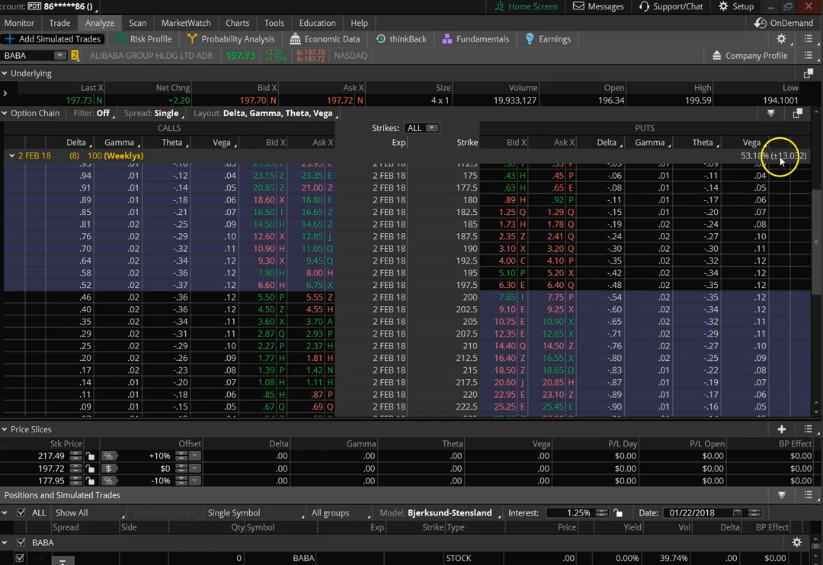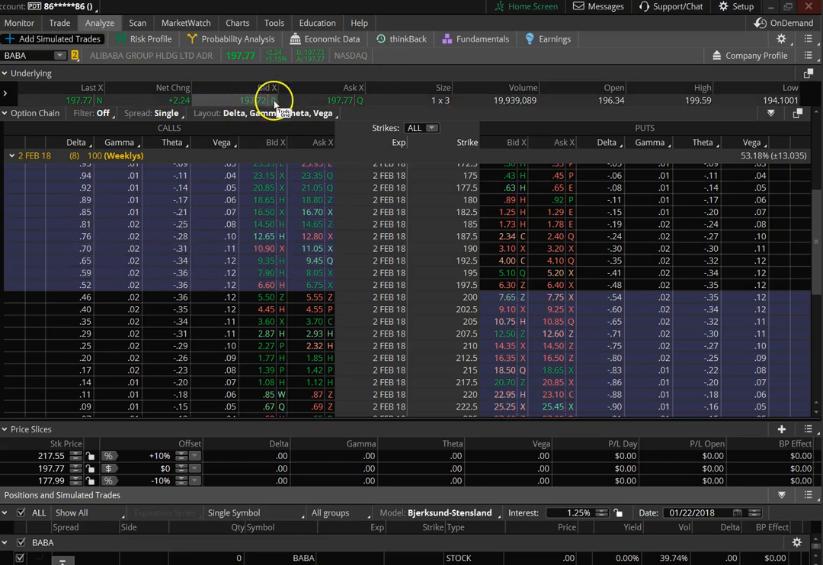Thinkorswim gives us this number, but what if we don't have Thinkorswim? What do we do? Does that mean we're screwed and we don't have this because I have a platform that doesn't have that? Well, I'll show you how you can figure out what the move is going to be. What you do is you look at the price, 197.72.